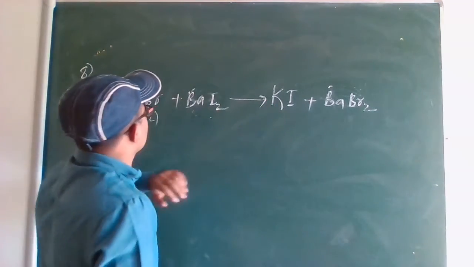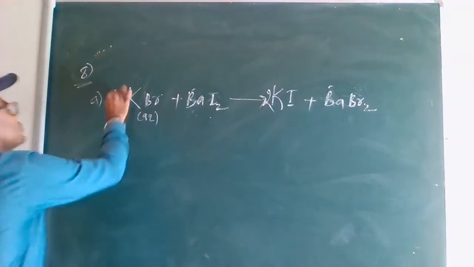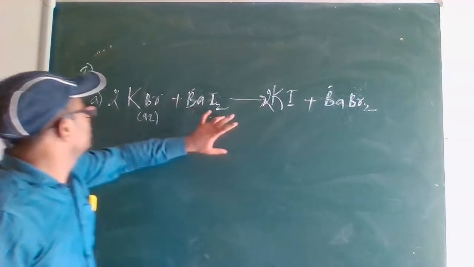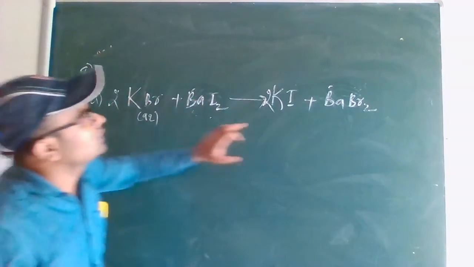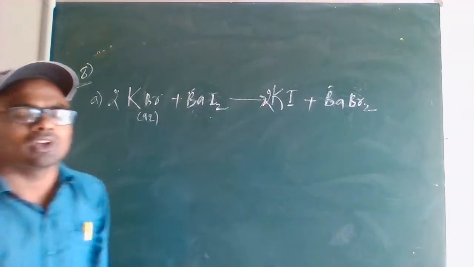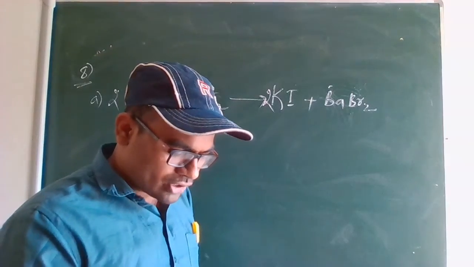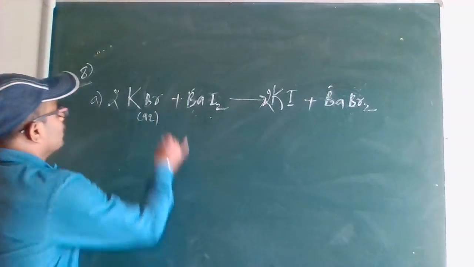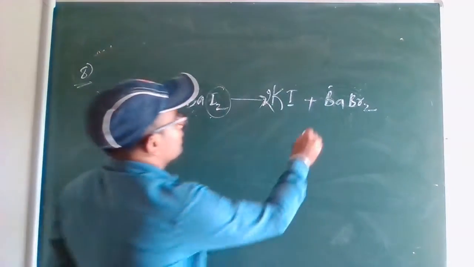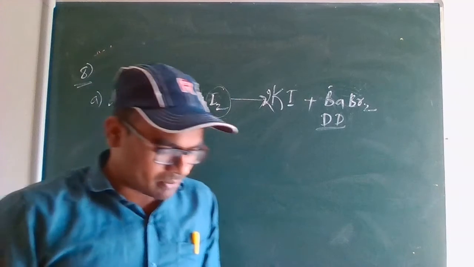K1, I2, only one I, so let me put 2 here, again 2 here, 2K, 2I, 2Br, 1Ba, 1Ba. Yes, done. So it is balanced. So that is BaBr2, that is potassium bromide, barium iodide. If you look here, both bromine and iodine are displaced. So it is called double displacement reaction, double displacement.